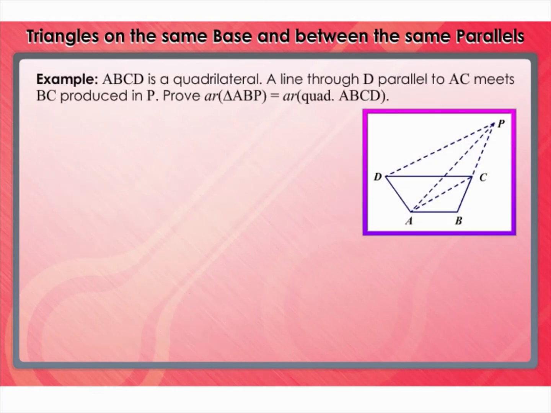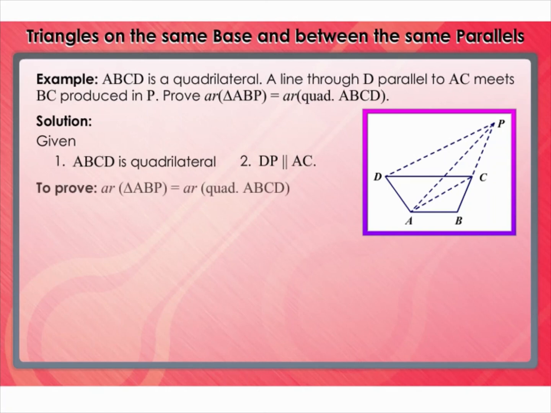ABCD is a quadrilateral. A line through D parallel to AC meets BC produced at P. Prove area of triangle ABP is equal to area of quadrilateral ABCD. Given, let ABCD be a quadrilateral, DP is parallel to AC. We need to prove that area of triangle ABP is equal to area of quadrilateral ABCD.